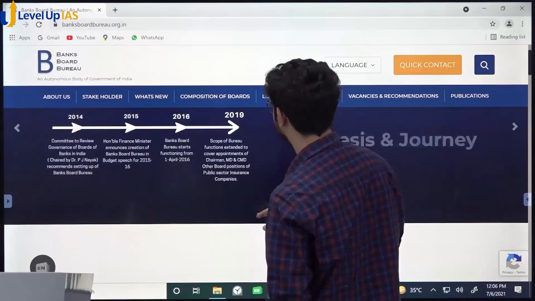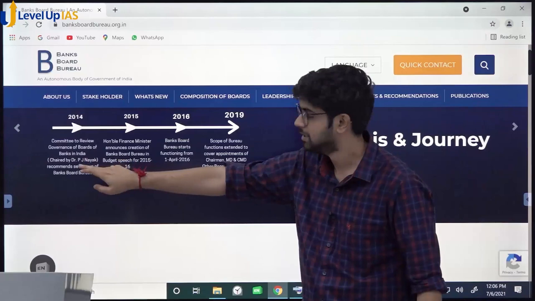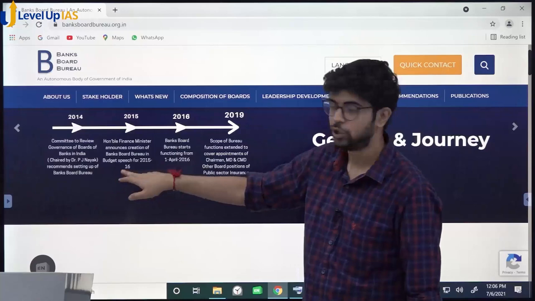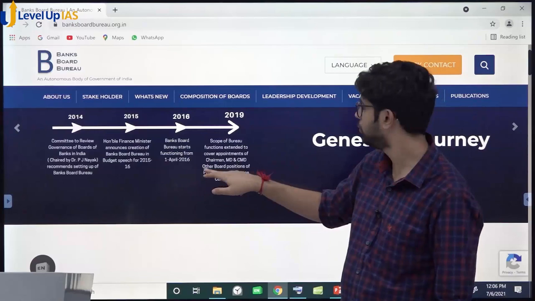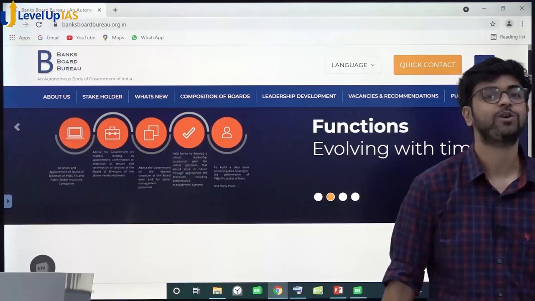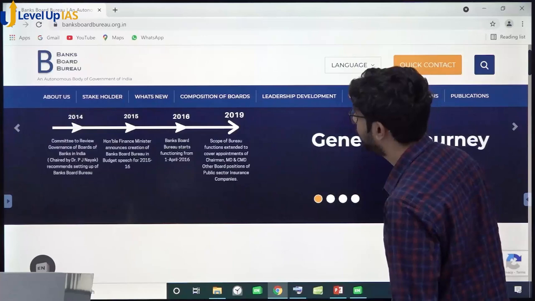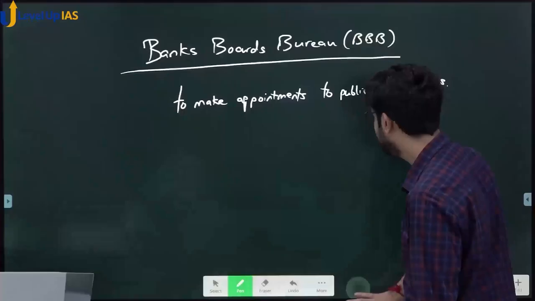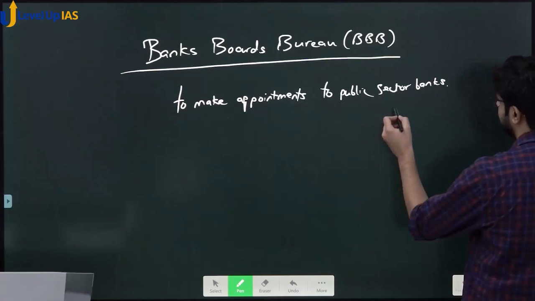2014: Committee to review governance of boards of banks in India, chaired by Dr. P.J. Nayak, recommends setting up of Banks Board Bureau. 2015: government announces creation of Banks Board Bureau. 2016: starts functioning from 1st April 2016. 2019: scope of bureau functions extended to cover appointments of chairman, managing director, CMD, other board positions of public sector insurance companies also. Very important point, insurance companies are also now being appointed through the Banks Board Bureau, but only public sector insurance companies. Very good MCQ, it can form.